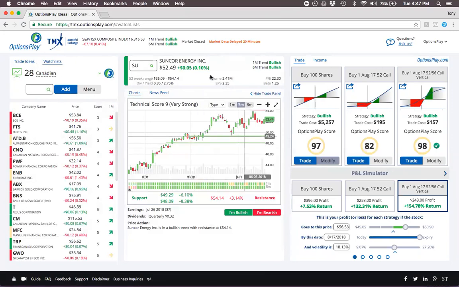Meaning, what symbols do you want to look at? Why should you look at it? And lastly, how should you trade it? So when you click on I'm bullish, what we present to you is 3 bullish strategies. And these 3 strategies represent the 3 most popular trading strategies for most retail traders.